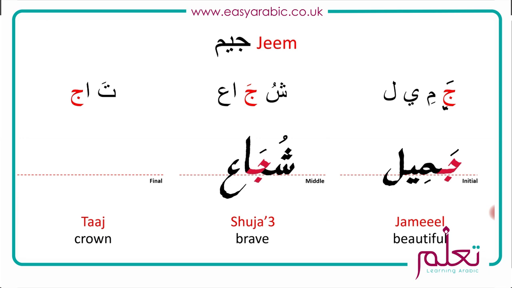So next we have the word Taj, which is crown. So we have the Ta. Then we have the Alif. And then we have the Jim. And the Jim doesn't join onto the Alif because the Alif is a naughty letter. So Taj.